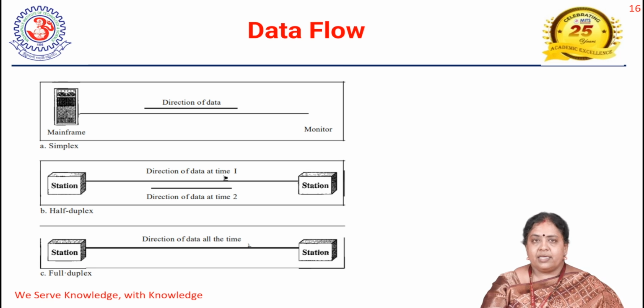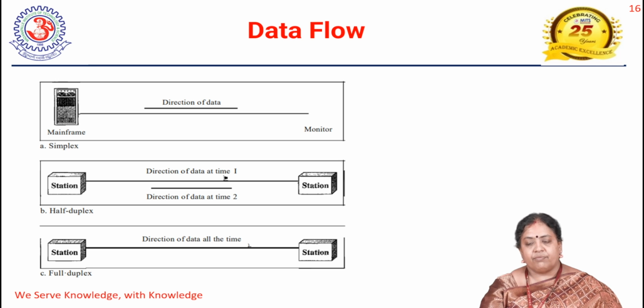Another example is the TV remote. We send the signal through the remote and the TV is going to receive the signal. Vice versa, it will not be done. So one is sending and the other one is going to receive. That type of transmission mode is called simplex mode.